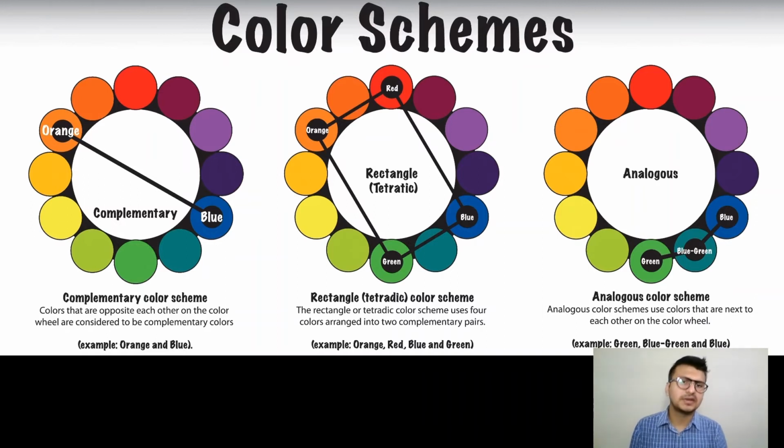Coming to the third one, that is the analogous color scheme. Analogous color schemes mean three colors that come back to back, next to each other. The analogous example we have used here is green, blue-green, and blue. We can take any three or four colors back to back, next to each other, anywhere in the entire circle, and that will be called an analogous color scheme.